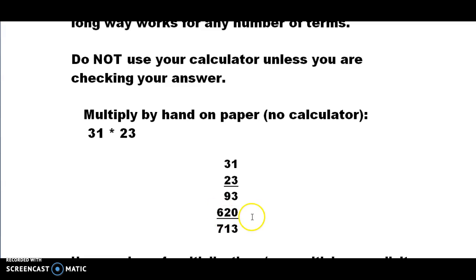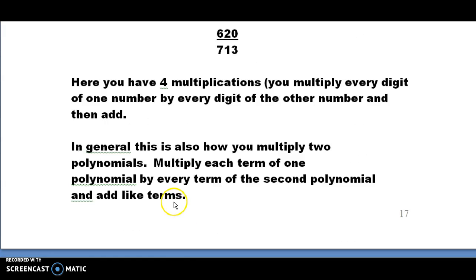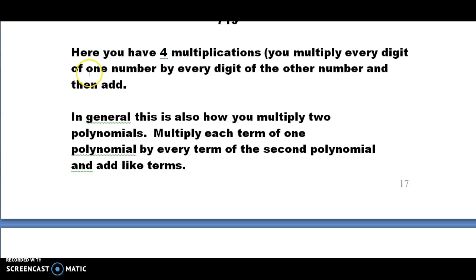Then you drew your line and you added. So 3 plus 0 gives you 3, 9 plus 2 gives you 11, so you carry 1 and you get a 7. So you have the 4 multiplications where you took the 2 digits times 2 digits. In general, this is exactly how you're going to multiply 2 polynomials together. You're going to multiply each term of one polynomial by every term in the second polynomial, and then you're going to add those like terms together.